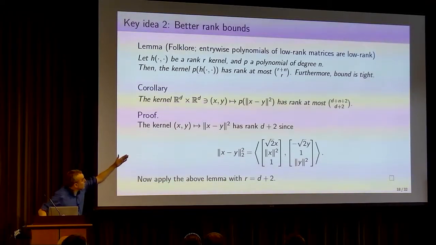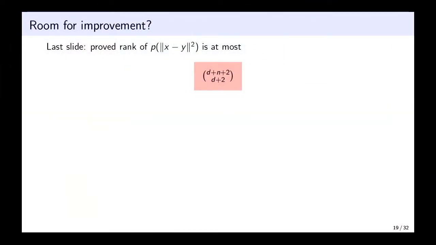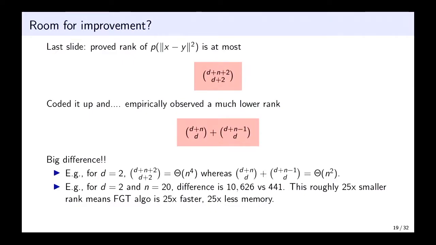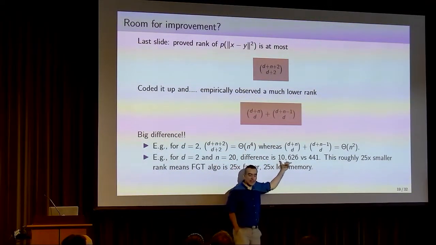Now, what is the problem? What is the statement in there? The slide says that the rank of that matrix, when you use a polynomial approximation of degree n, is bounded by that number. But if you actually code it up, you empirically observe a much lower rank. And if you work it out, the number ends up looking like that. You may think, okay, both are huge binomial coefficients. But if you actually compute them, for instance for dimension 2 and polynomials of degree 20, the first bound is something like 10,000.